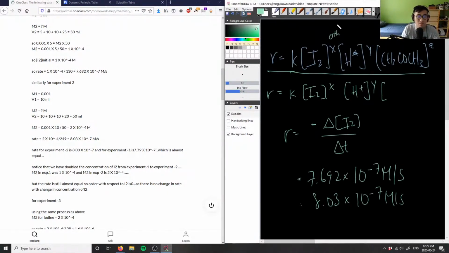So this is a 0. So therefore, we can say that x here is equal to 0. So x equals 0. And basically, you do the same thing for y and z here.